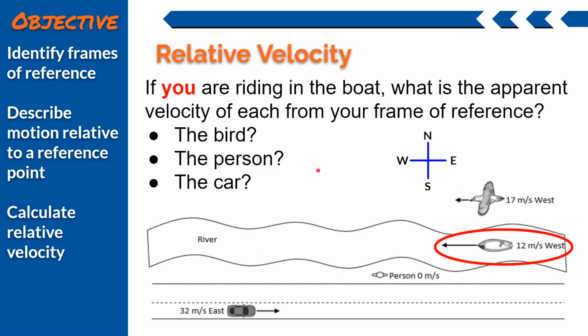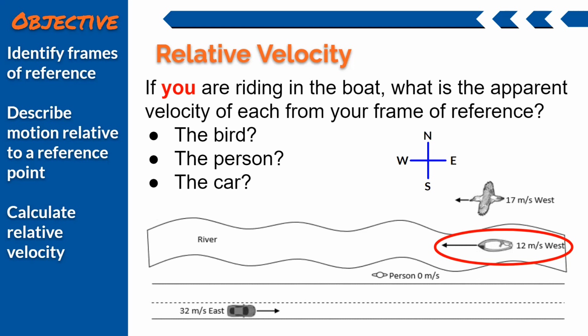Okay, what about the person that's down here? How fast does that person appear to move, Addison? Yeah, 12 meters per second, which way? East. They're not moving at all, but when you pass them, they're going to look like they are. That's kind of like the trees out your window while you're driving. Thank you, Addison. And then the car is the last one.